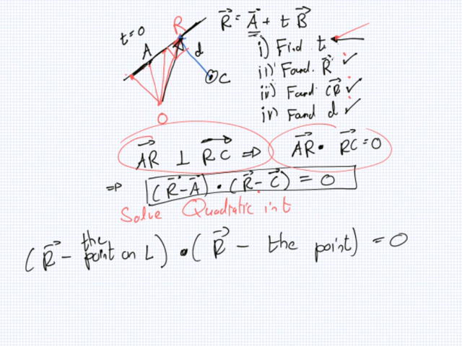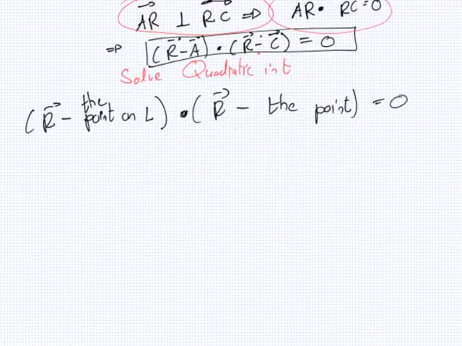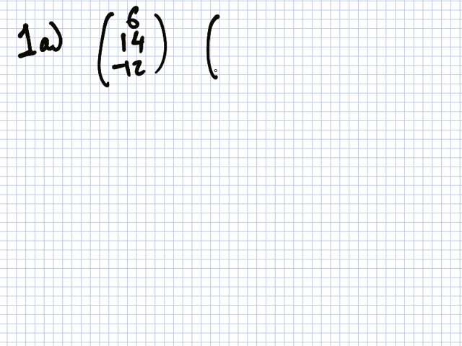The point on L. And the point C. Okay, example time. Right. I'll do one part A. I have the vector 6, 14 and minus 12, and the vector, woohoo, spooky, minus 6 and 6. And I want the midpoint.